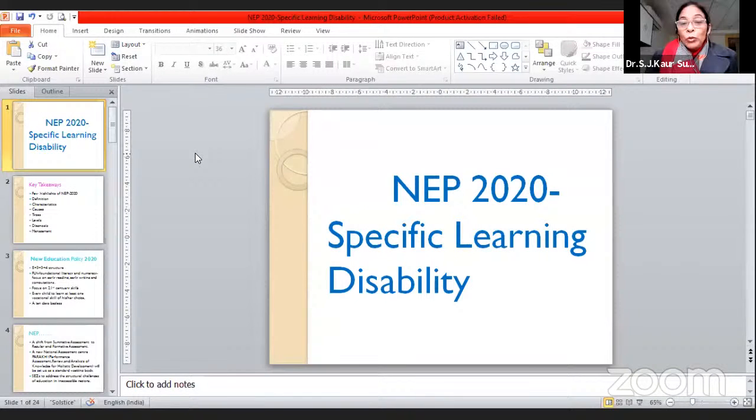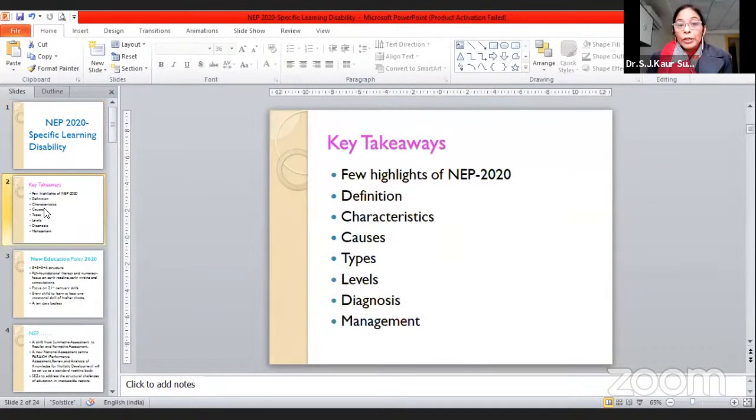Now, as you all know, today's topic is National Education Policy 2020, Specific Learning Disability. What are today's main points, or key takeaways? First, I am going to share a few highlights of the National Education Policy. There are many points, but I am going to share only a few. Then there will be the definition of specific learning disability, characteristics of SLD, causes, types, levels, diagnosis, and management.